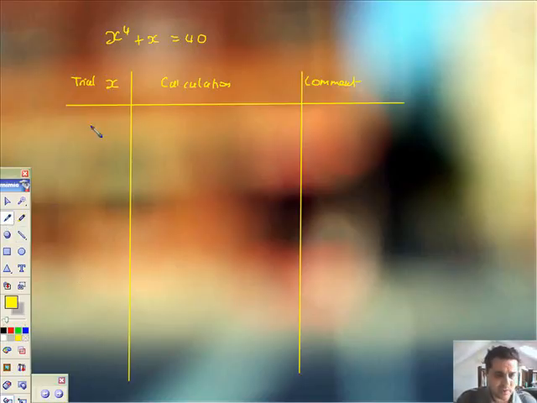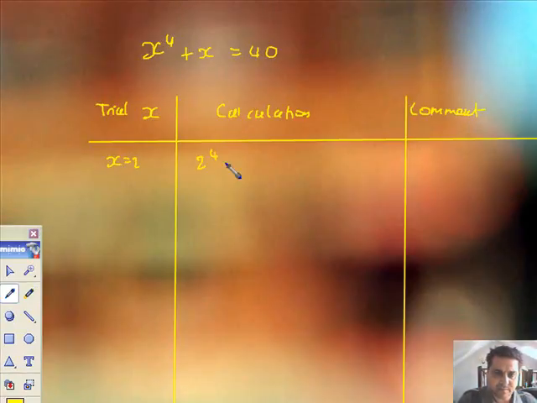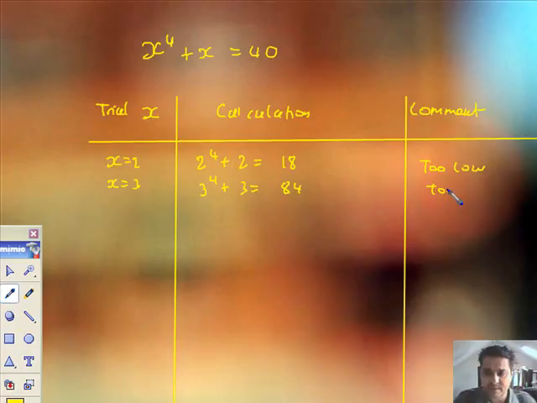Right, where did I go first? I tried x equals 2. So I've got 2 to the power of 4 plus 2 came to, I'm just looking at my notes here, 18, and that's obviously too low. So playing with whole numbers only, trying x equals 3, I've got 3 to the power of 4 plus 3, that came to 84, way too big.